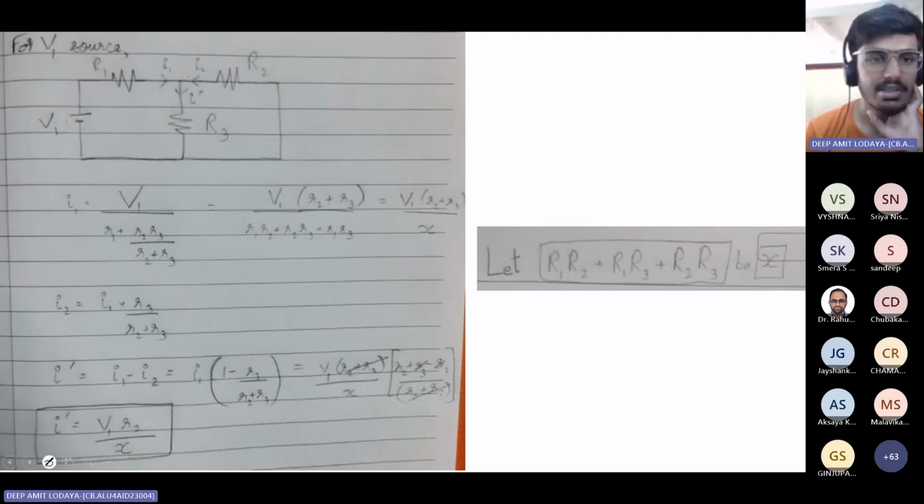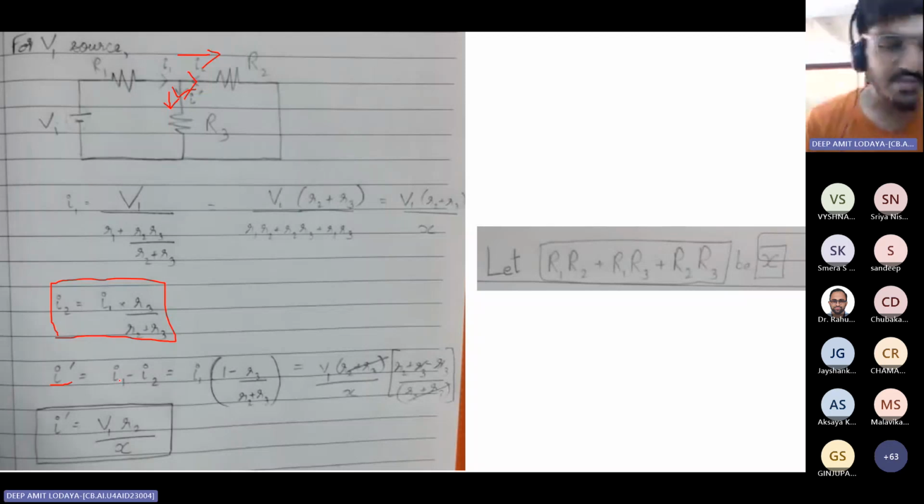It is in this direction, yeah. So when this I2 current flows in this branch, we use the current divider rule and we arrive at this equation. And similarly, to find this current, we basically subtract I1 minus I2. So the leftover current will go in I3, which is nothing but I dash that we have assumed over here.